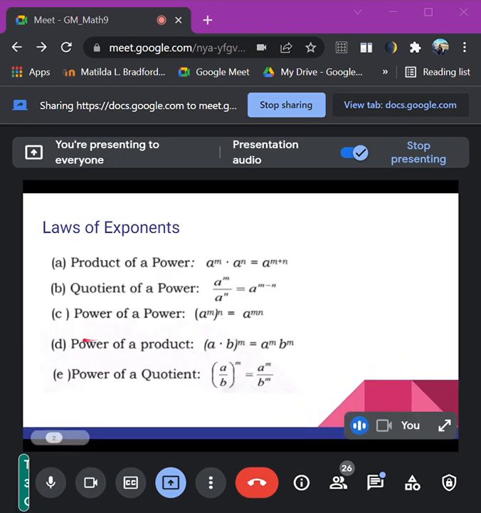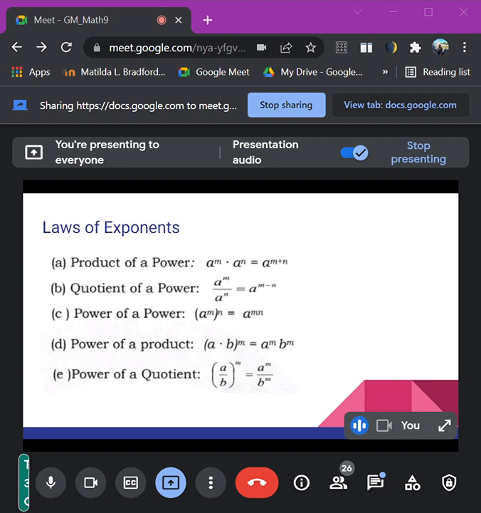Next one, we have here power of a power. When we say power of a power, class, there is one base, but it has parentheses, and then there is another exponent outside. So, this time, this is the first time we multiply the exponents. So, you have there a raised to m, quantity raised to n. So, copy the base a, and then multiply m times n.